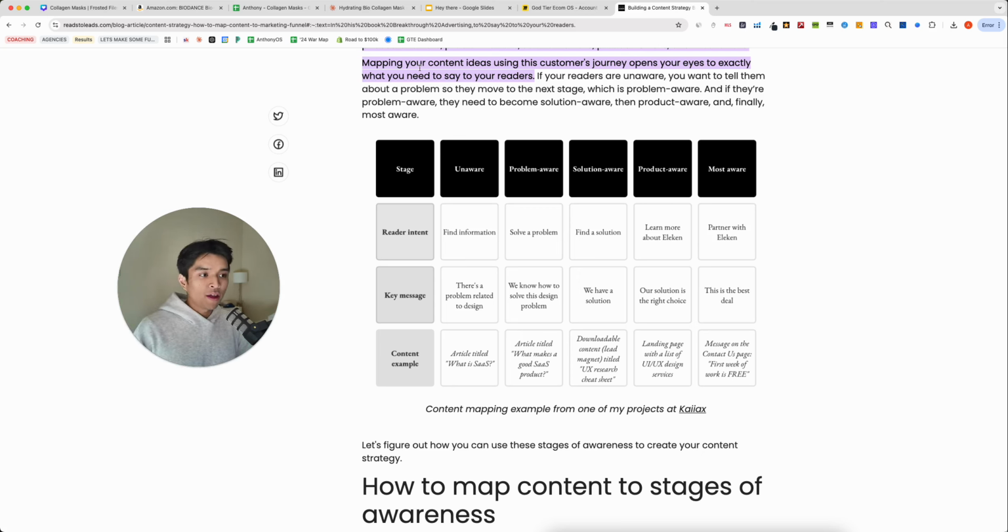sell to. So you can think of there is a ton more people who are unaware about your brand, the problems that you solve, and your product as a solution. And those people are increasingly difficult to sell to. But people who are most aware know already about your brand. They know your product. They know it's a solution to a problem that they have. But that's also the smallest audience, but they're also the easiest to sell to.